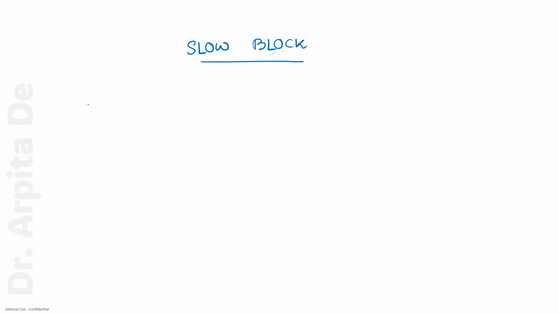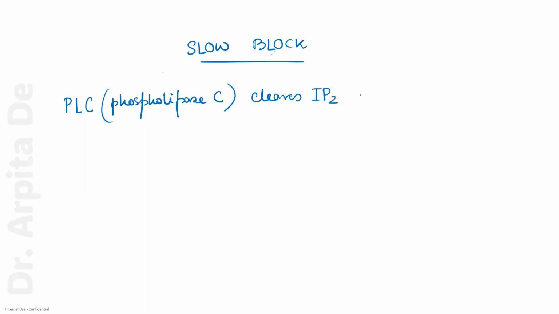You have heard of the enzyme PLC, phospholipase C. Phospholipase C cleaves IP2, I mean the phospholipids, into IP3 and DAG. You know this, right? So something which you already know. Clear?